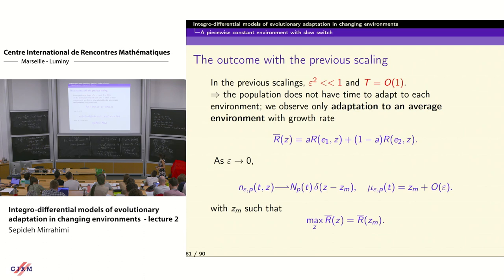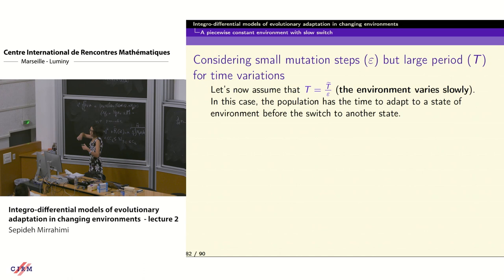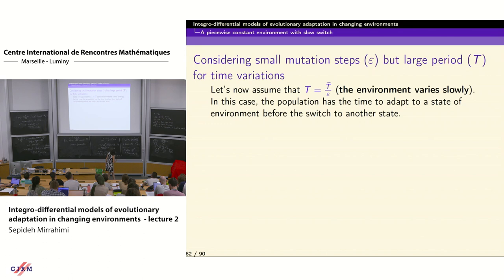Now let's consider a different scaling where this period of fluctuations is large and it is of order 1 over epsilon. So we will take it to be t tilde over epsilon, which means that we stay for a long time in state E1 before going to the state E2. Because of this, we will have the time to adapt to the environment state. And so because now we have a slow environment change, we will make a change of variable to have a period of order 1. So E tilde will be E of epsilon t, and the period of E tilde would be of order 1.